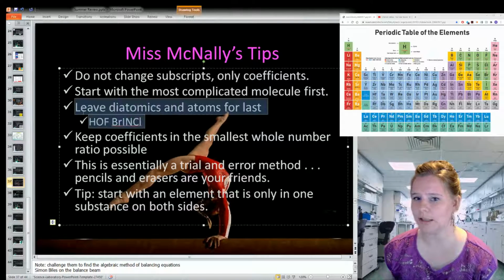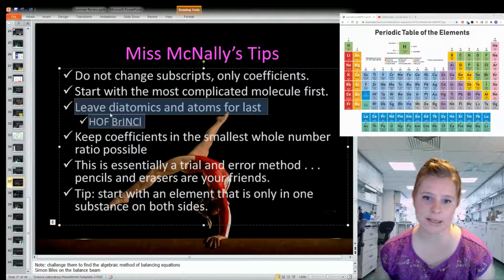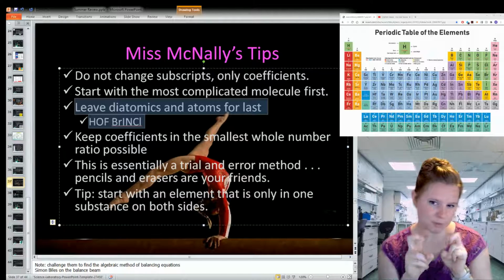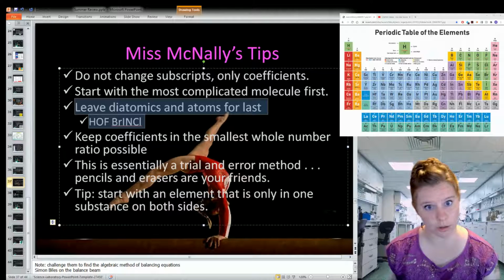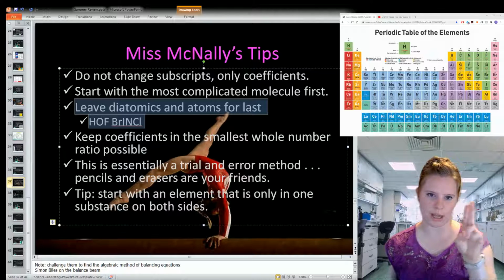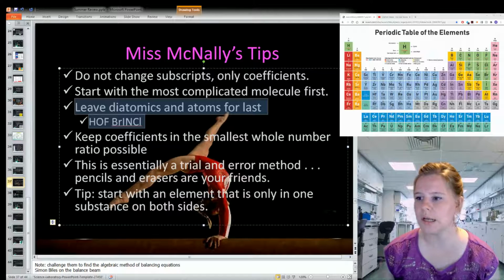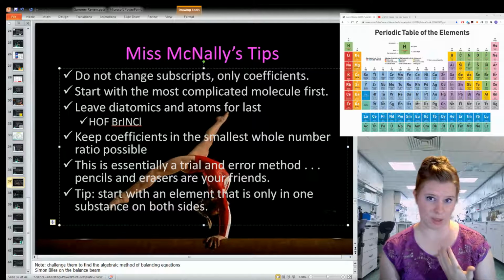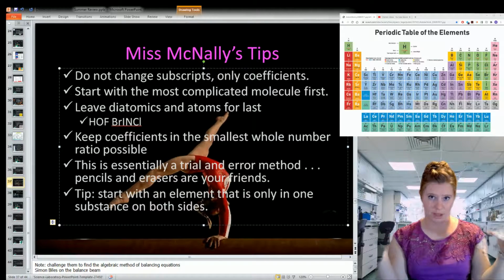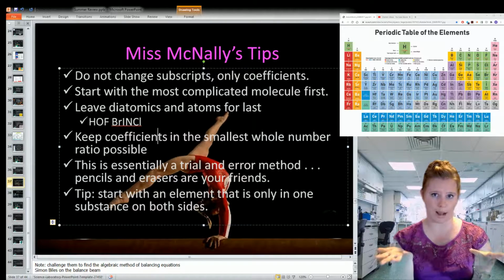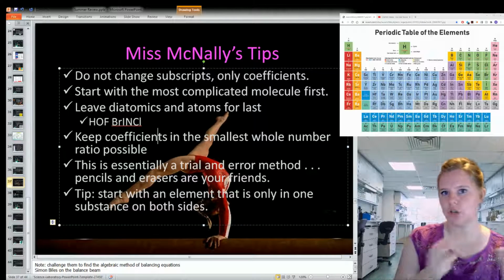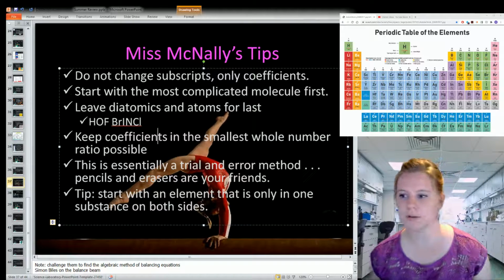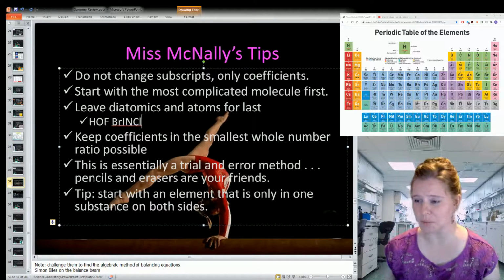So it's better to get that squared away right up front and then do the smaller molecules at the end, okay? I leave diatomics and atoms for last. So anything by itself is what I would say. Remember the Hofbrinkels, hydrogen, oxygen, fluorine, bromine, iodine, nitrogen, chlorine are diatomic. There's 2 together, like O2, Br2, something like that. Those are easy to manipulate, okay? If you come down to the end of it and, oh my, bromine is not balanced. Well, if it's by itself, it's easy to do because changing bromine doesn't change anything else. So that's why I say leave it for last. You don't have to, but I tend to find it's easier that way.